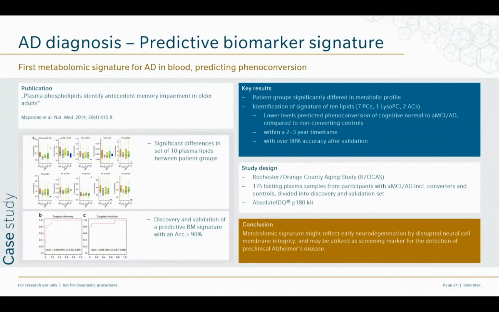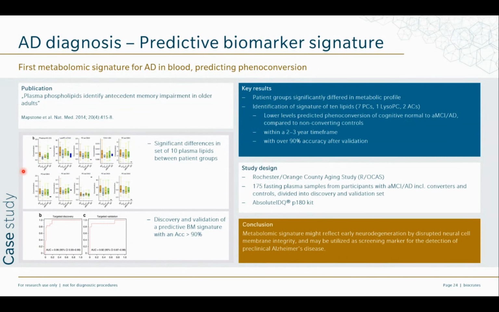So a few years ago, the whole field was excited when this paper was published in Nature Medicine in 2014. The study was led by Professor Howard Federoff from the Georgetown University Medical Center in Washington, D.C. And they identified the first signature in blood that detects preclinical Alzheimer's disease, and this within 2 to 3 years before progression to mild cognitive impairment and Alzheimer's disease. And also with a very high accuracy of over 90%.